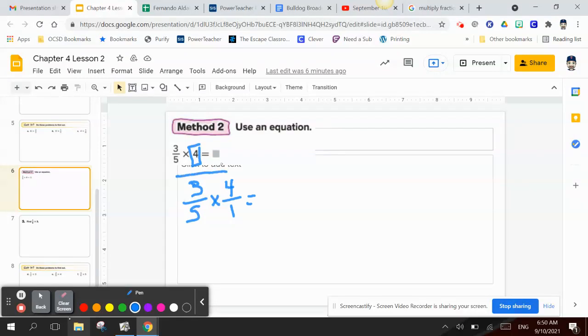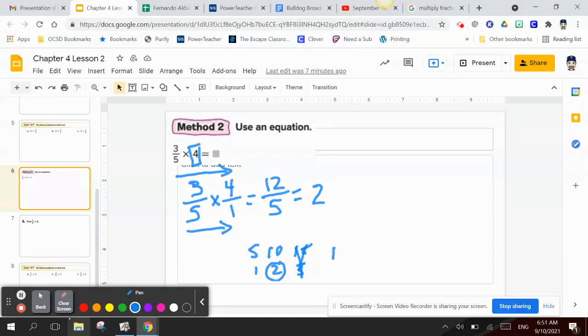I take my numerator times numerator, 3 times 4, which is 12, and then 5 times 1, which is 5. Then I think, how many 5s go into 12? Well, there's 5, there's 10, there's 15. So that's 1, 2, 3. 3 is too many, but 10 is just right. So I have 2 whole parts.